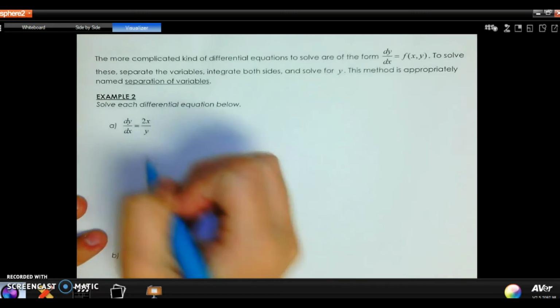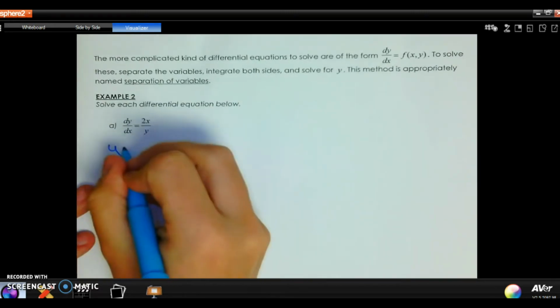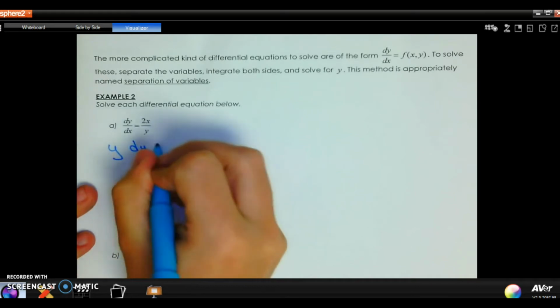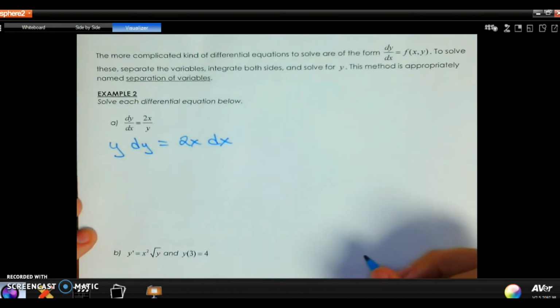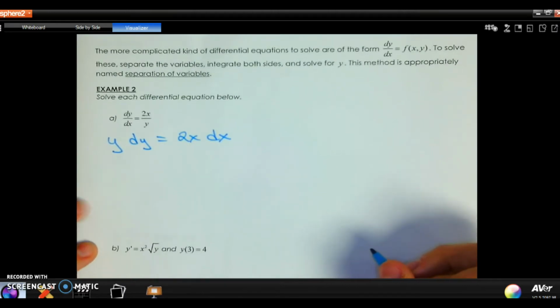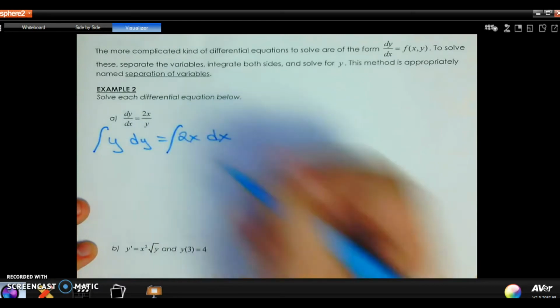So if I see fractions in an equal sign, I know I'm allowed to cross multiply. So I'm going to say y dy equals 2x dx. Okay, so I've got there. And now what I'm going to do is integrate both sides. So I integrate this side and integrate this side.